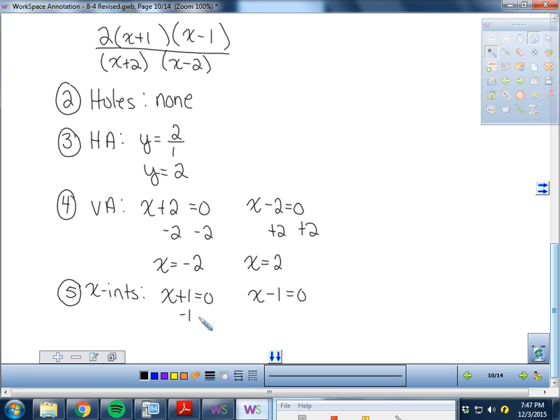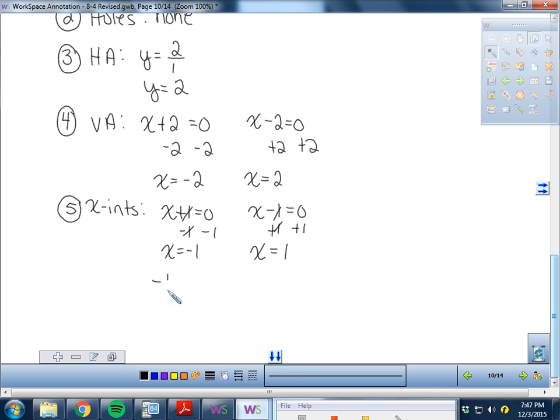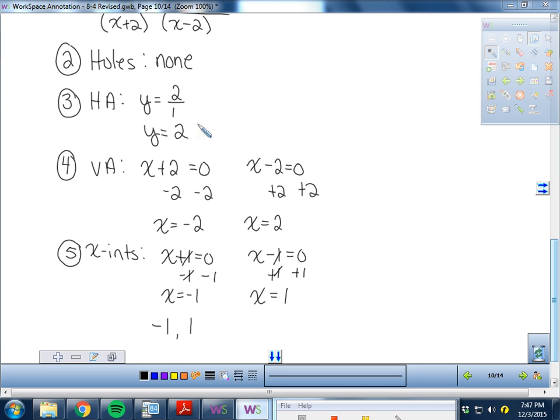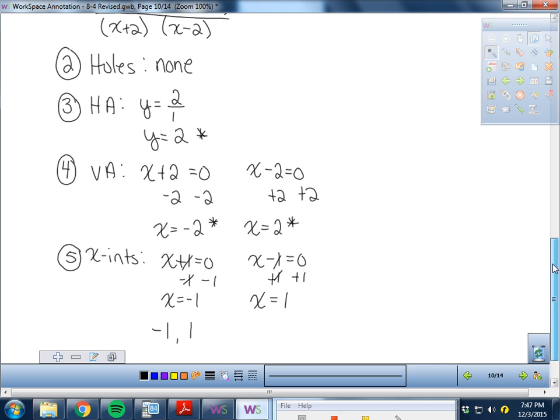So that's going to give me negative 1 and positive 1. So I have zeros at negative 1 and positive 1. So I have a lot to graph here. I have a horizontal asymptote. I have two vertical asymptotes. And I have two zeros. So let's go put our asymptotes on the graph first.